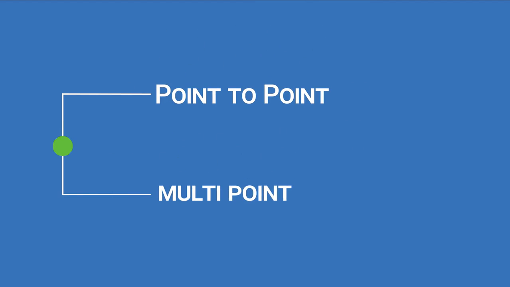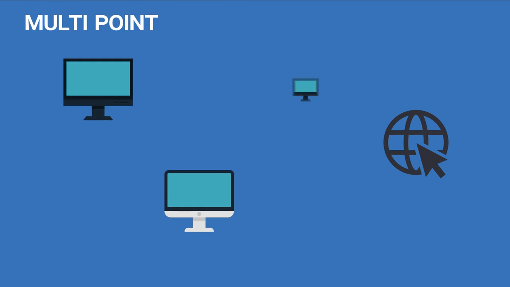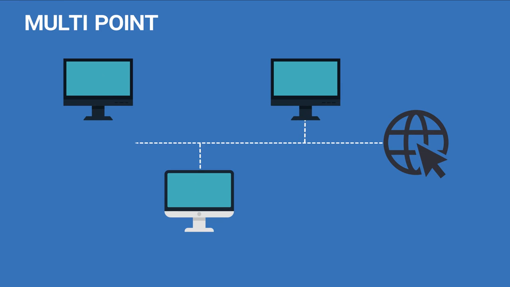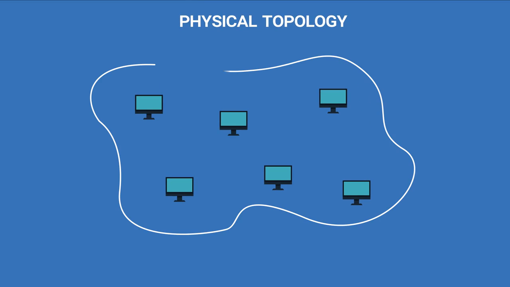Physical topology. There are two types of connections, point to point and multi point. We have already seen point to point. A multi point connection is one in which more than two specific devices share a single link. Physical topology means how a network is laid out physically.